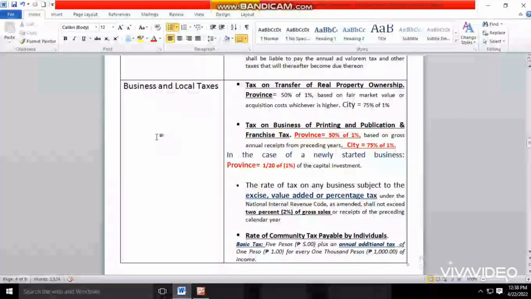And in case naman po, if a newly started business, the computation is 1/20 of 1% of the capital investment, lalo na kung magbabayad po kayo sa province. The rate of tax on business subject to the excise, value added, or percentage tax under the National Internal Revenue Code as amended shall not exceed 2% of gross sales or receipts of the preceding calendar year.